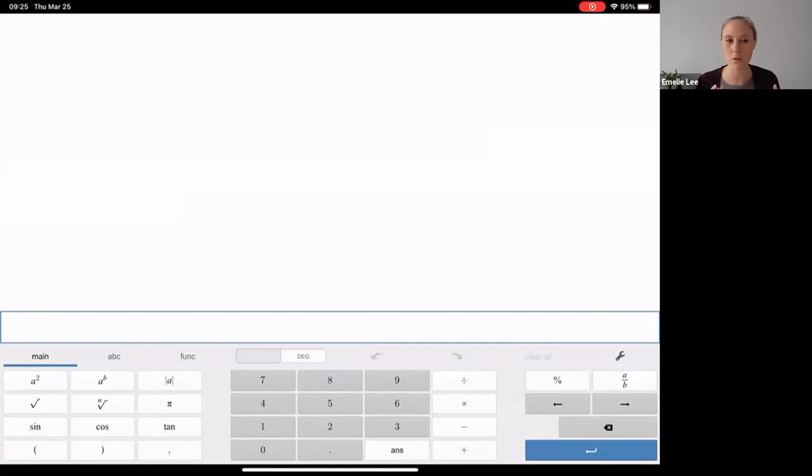So just get to know your calculator of choice and then work from there. So we want to do 3. And then if I want to do to the power of anything but 2, I've got this a to the power of b button. I guess that highlights it a little bit. So if I do a to the power of b, notice how it puts the cursor up in the power.